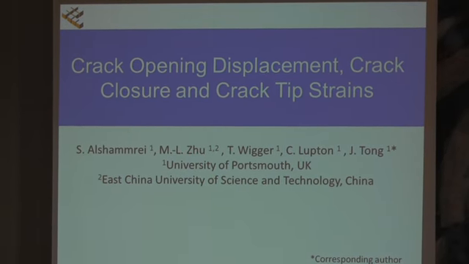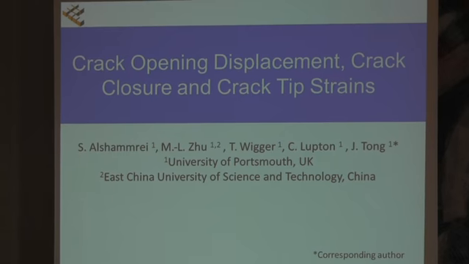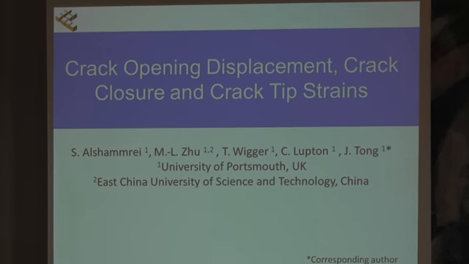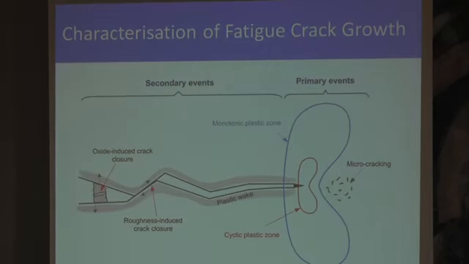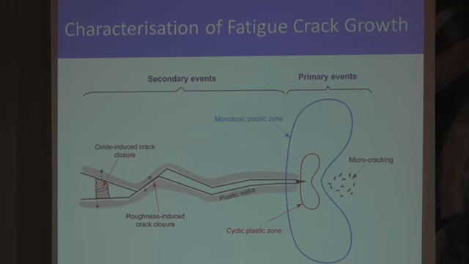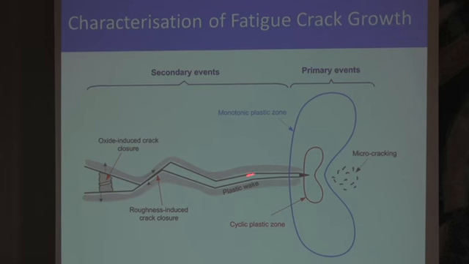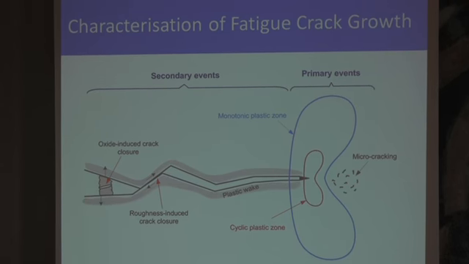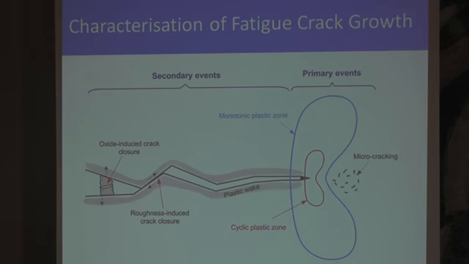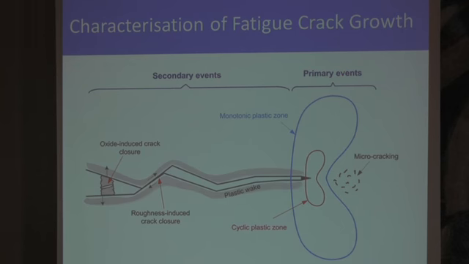The title of our research is crack opening displacement, crack closure and crack tip strain. First of all, for crack closure, there are some factors, which are oxide-induced closure, roughness-induced closure, or plasticity-induced closure due to some residual compressive stress. Also, a primary event in the front of the crack tip, and a secondary event in the wake of the crack tip.